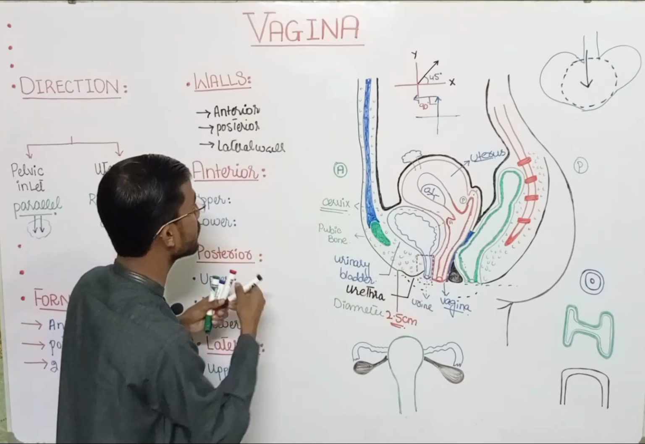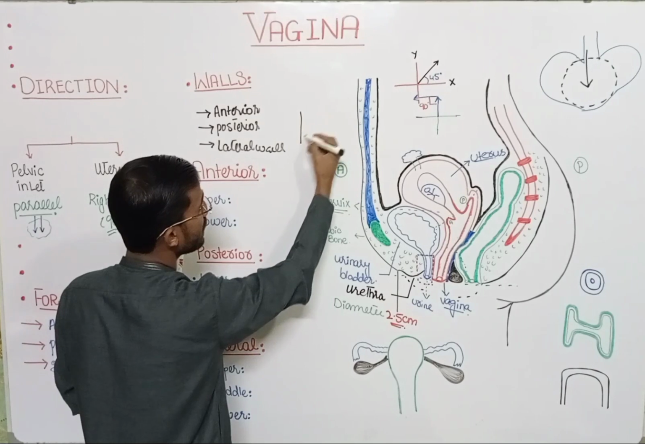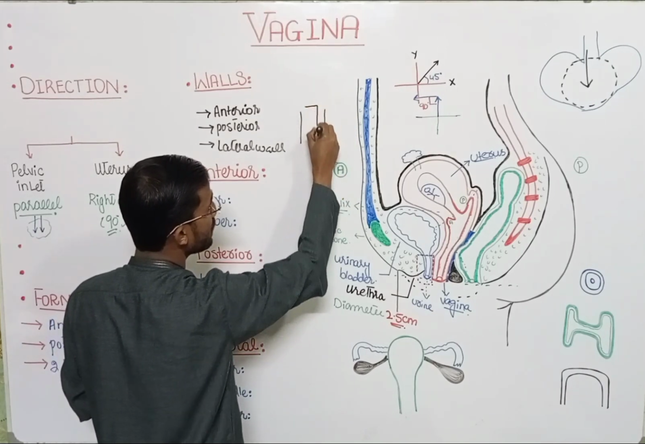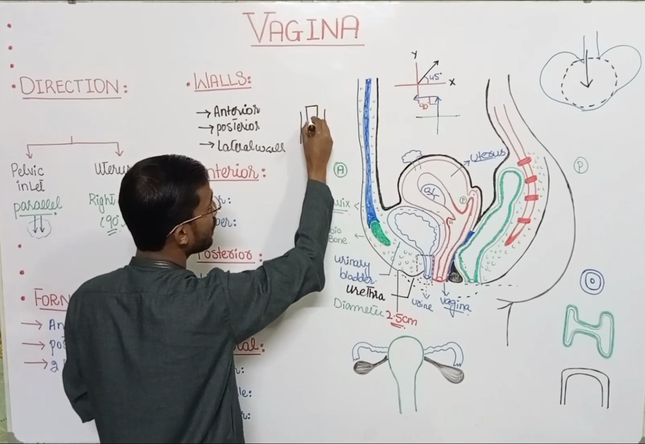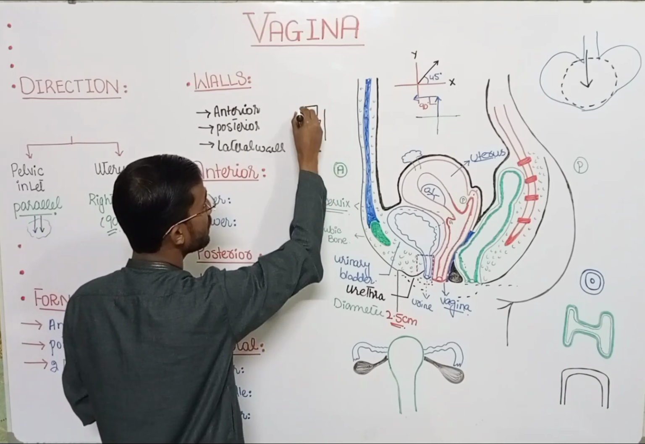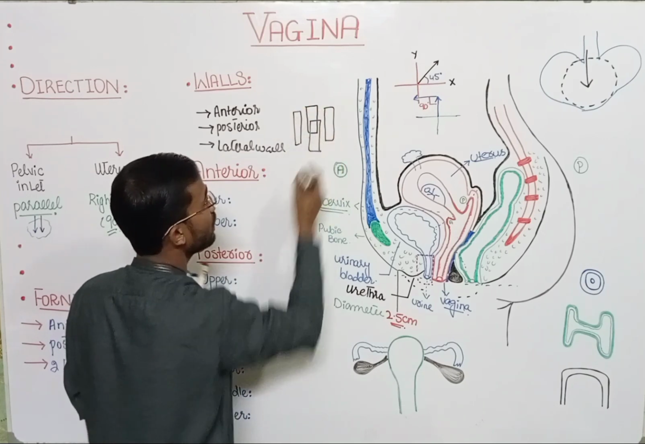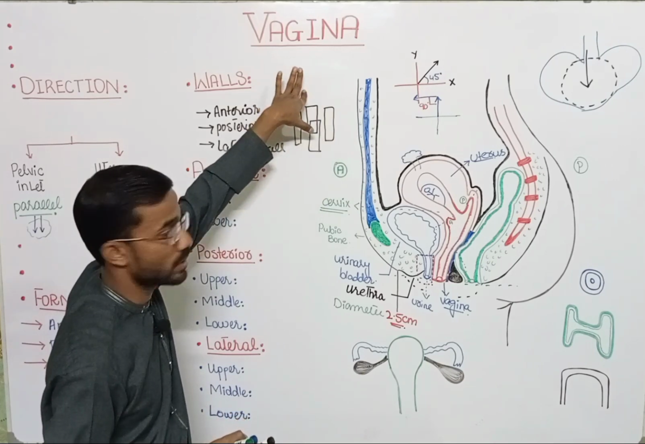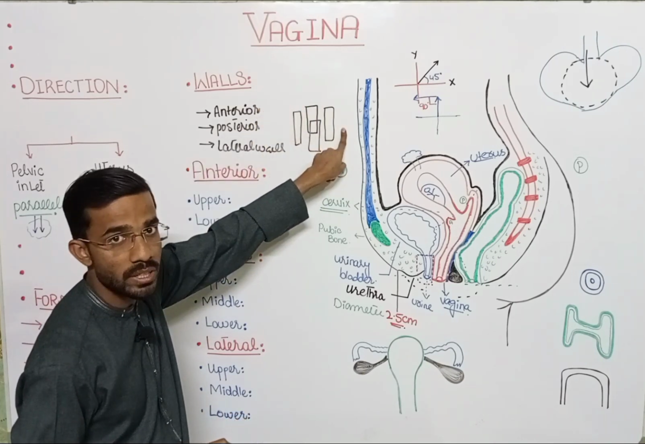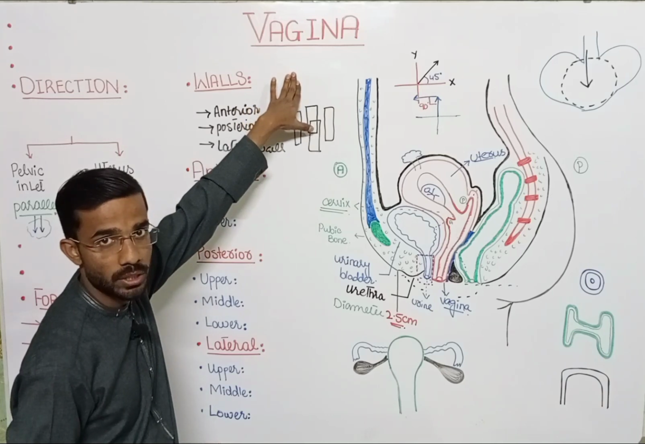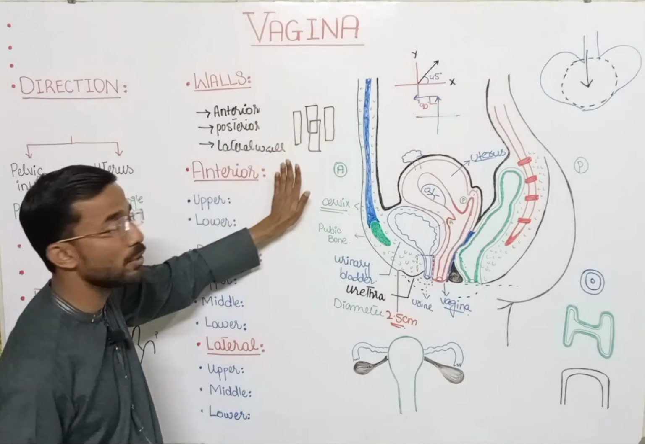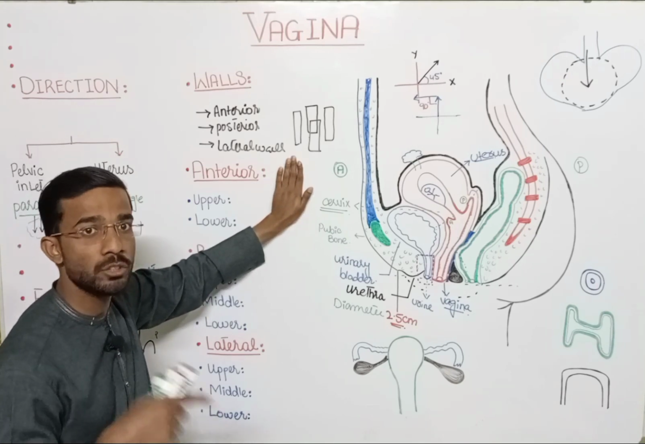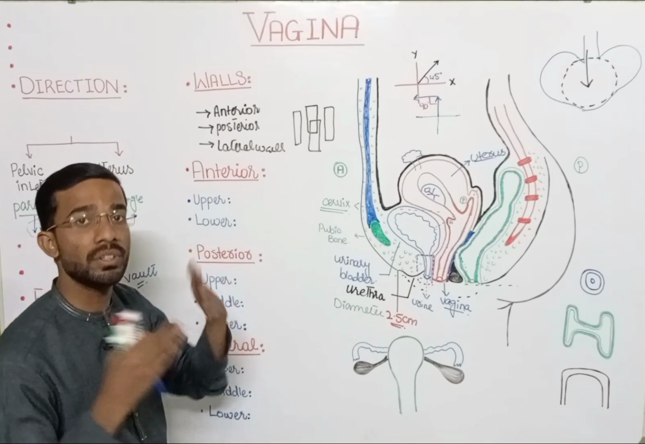Here they look like this: this is the anterior, this is the posterior, and the two lateral walls are on the sides. The anterior and posterior walls are opposite to each other, and the two lateral walls are opposite to each other. So these are basically the four walls. We will discuss these walls one by one according to their position and how they connect with other organs.